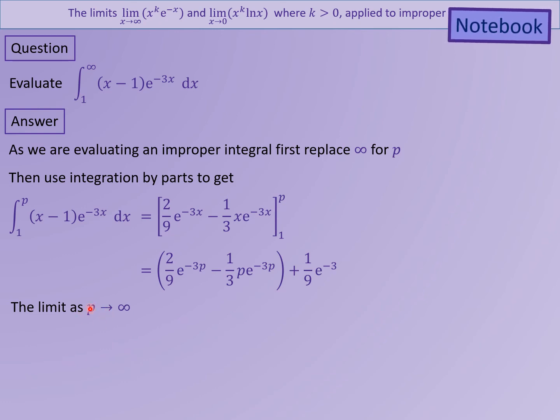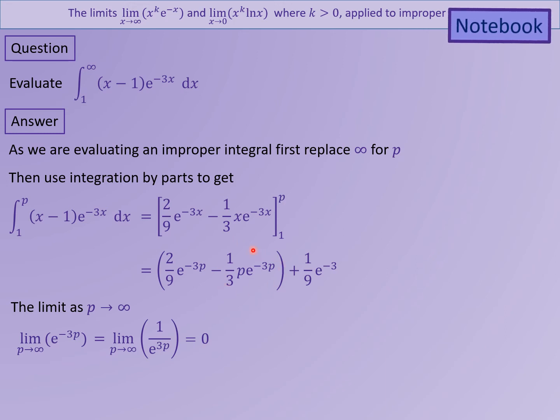So as p tends towards infinity, let's just do both of these separately. This one just here is e to the minus 3p. So I could write that as 2/9 times 1 over e to the 3p. So I could write it like that, e to the 3p underneath. Now as p tends towards infinity, this value here is going to get very, very big. Now if this value gets very big, 1 over a really big number, of course, equals 0. So the limit of 1 over e to the 3p, this bit, as p tends towards infinity, is going to go towards 0.